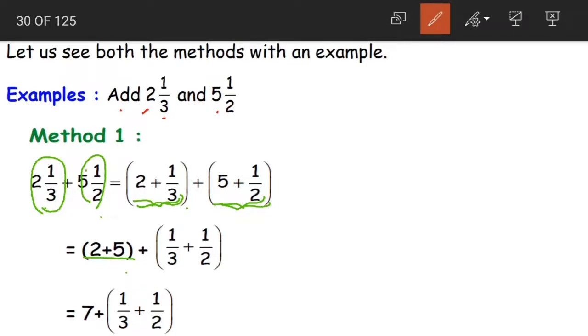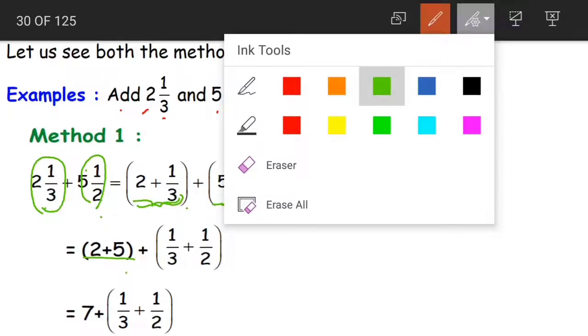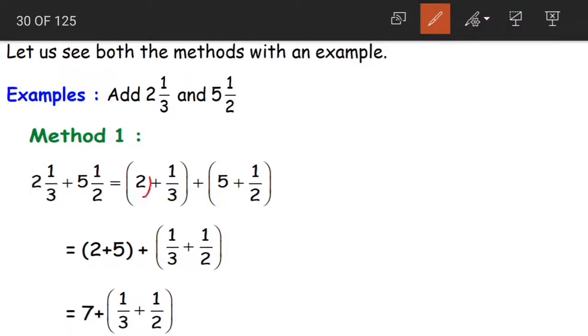5 1 by 2 is nothing but 5 plus 1 by 2. Now here we are having two whole numbers, 2 and 5. Consider this as apple plus orange, apple plus orange. Now we can add the apples together and then the oranges together. So even here we'll add the apples, that is the whole numbers, together: 2 plus 5. Remember to keep the plus symbol because here we are adding.